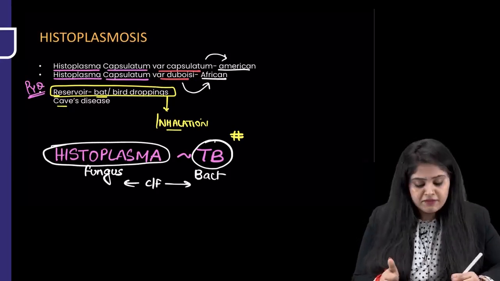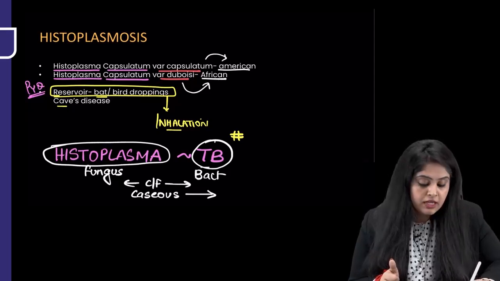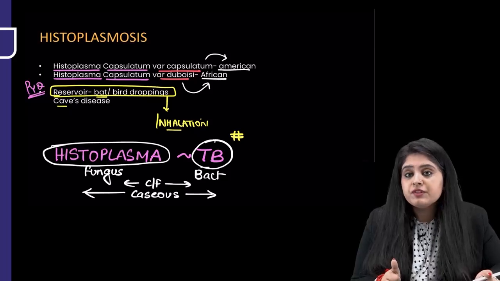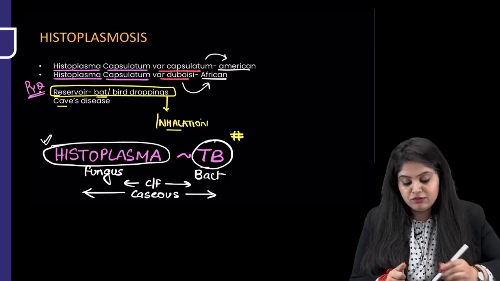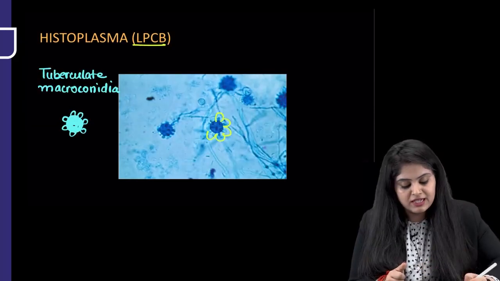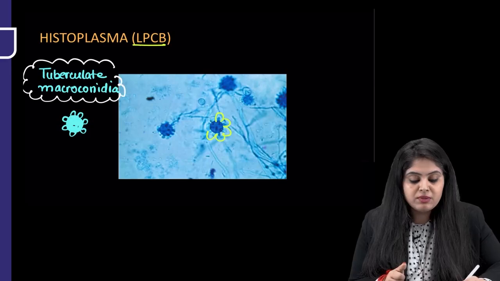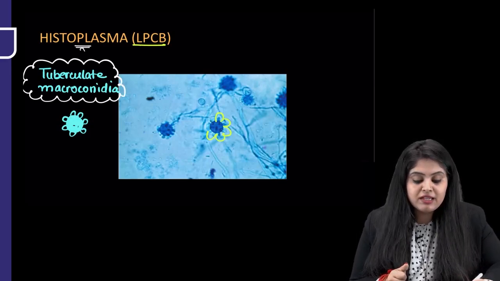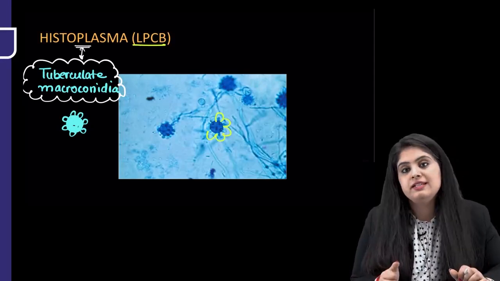Next, what is the very famous necrosis that you see in TB? TB shows you the caseous necrosis. So if TB will show you caseous necrosis, histoplasma will also show you the caseous necrosis. So they're coming across as twin brothers. And lastly, histoplasma decided that my name should have TB in it. So which kind of macroconidia did it show you? It decided to name its macroconidia after its twin brother, that is tuberculate. So remember, histoplasma is the TB wala fungus, TB jaisa fungus. It is the fungus which looks just like TB.